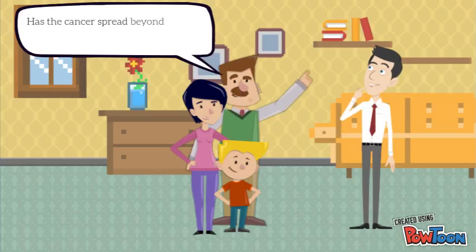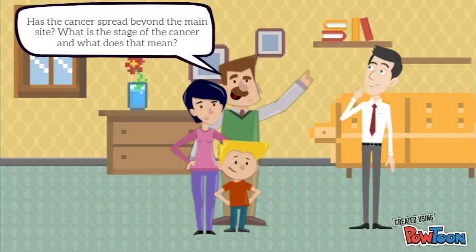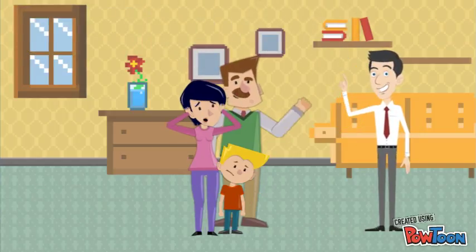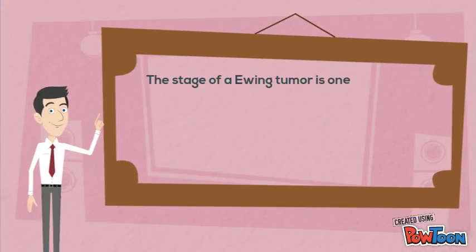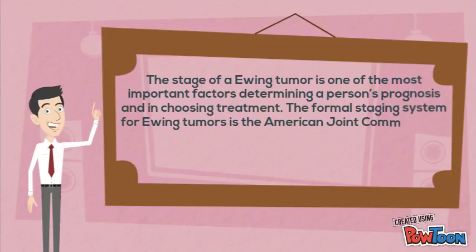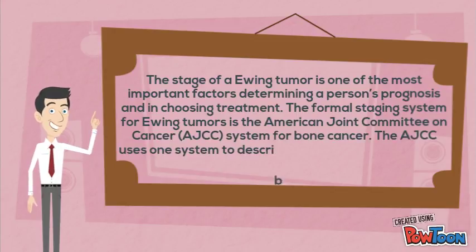Has the cancer spread beyond his side? What is the stage of the cancer and what does that mean? It's stage 2A and the tumor is localized. The formal staging system for Ewing tumor is the American Joint Committee on Cancer System for Bone Cancer, AJCC.